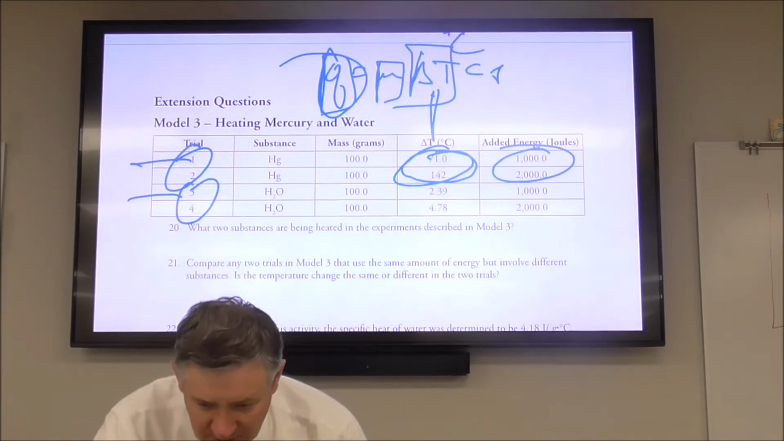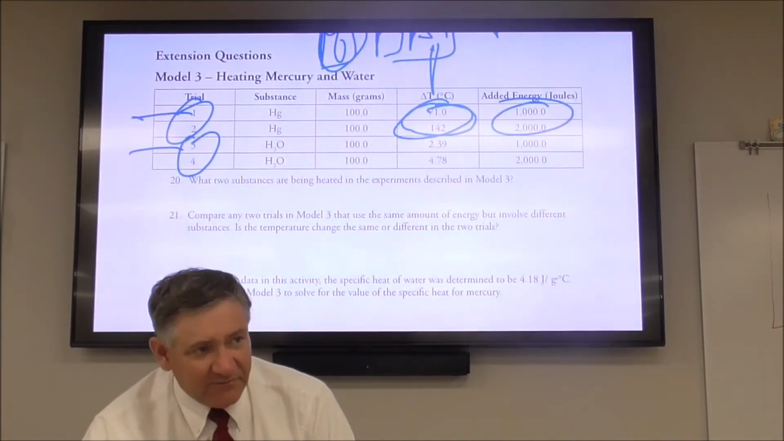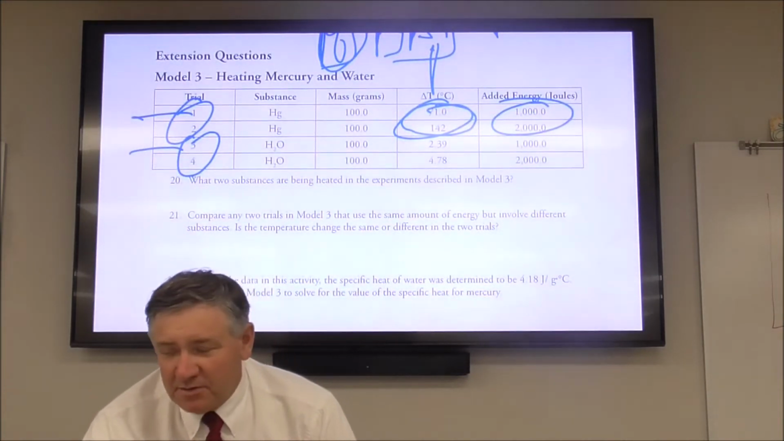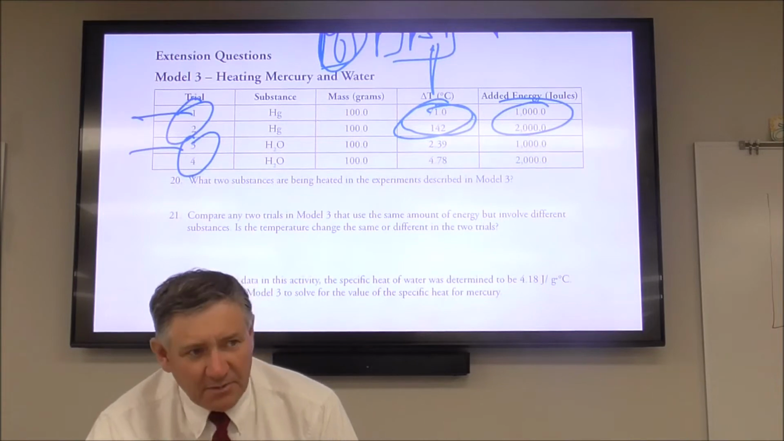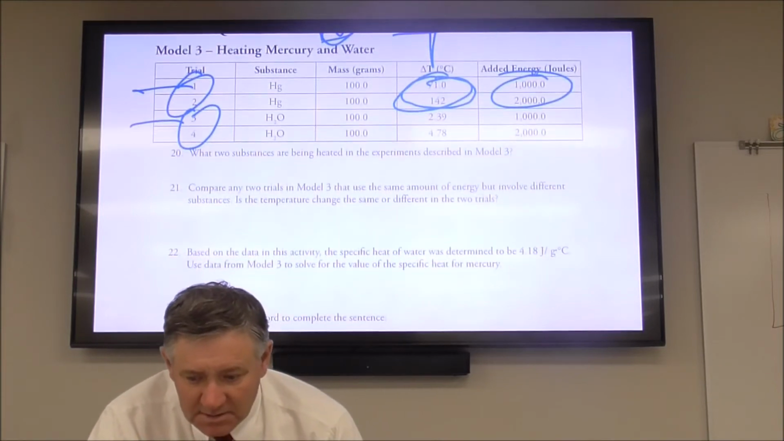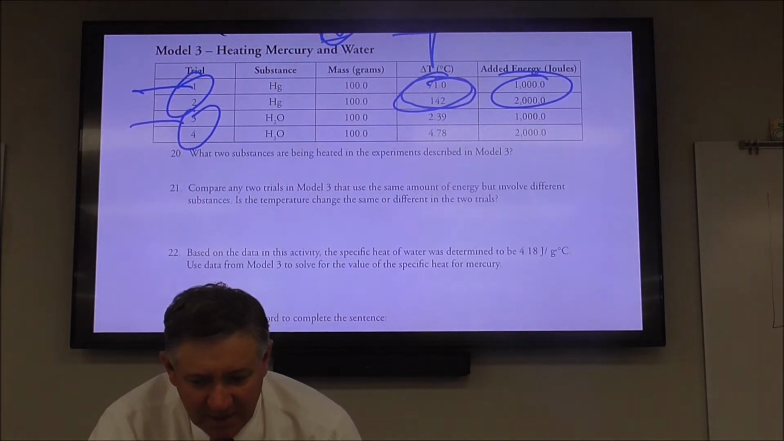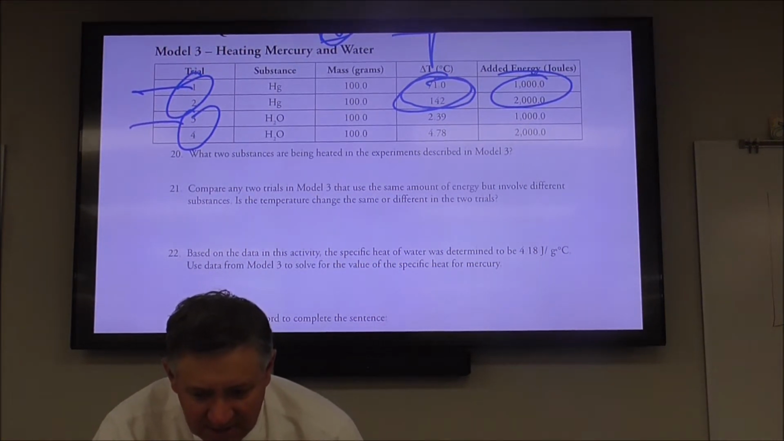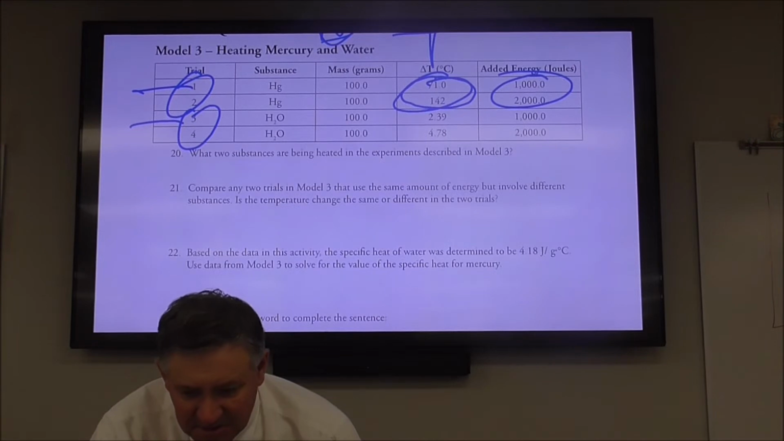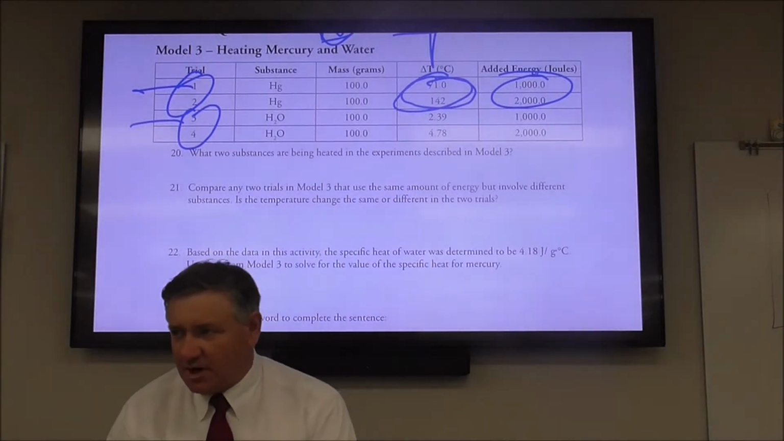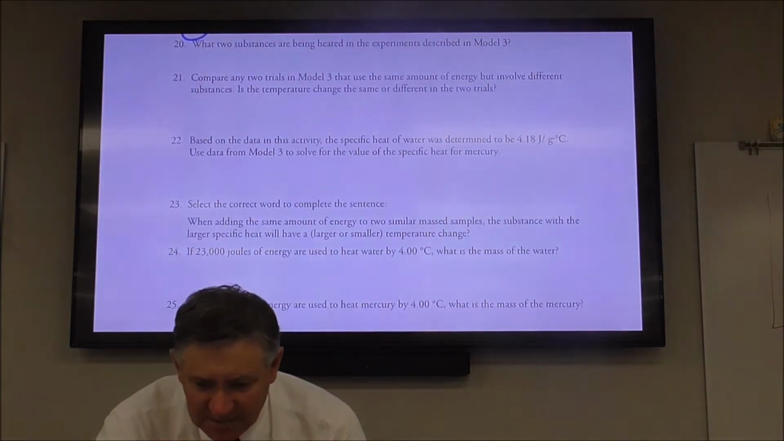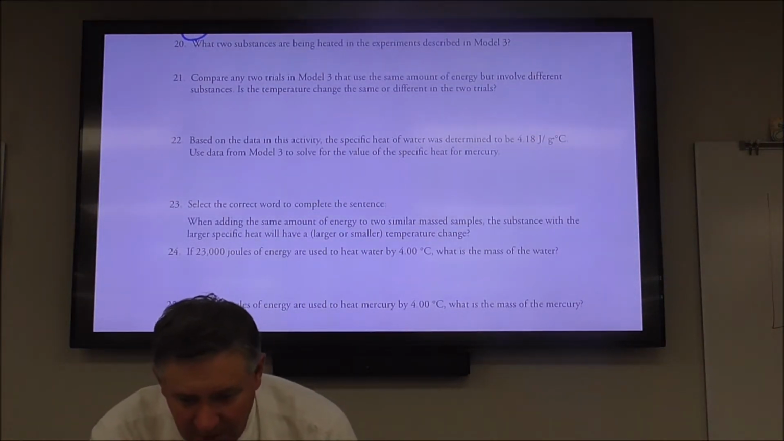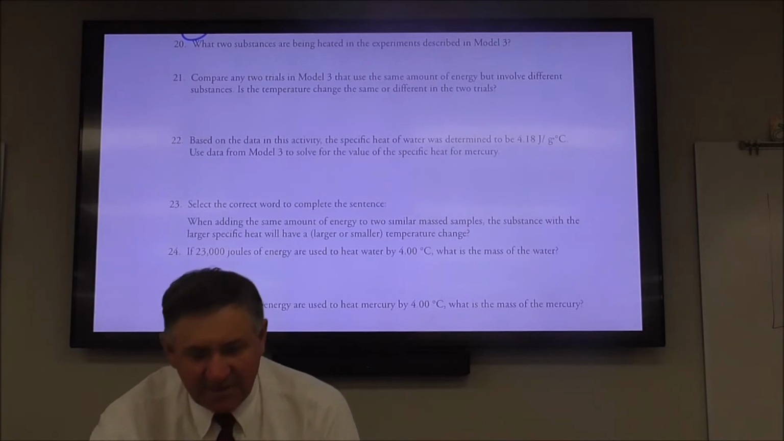On those questions, a lot of them are pretty basic. On 20, so help me, if you miss 20, I'm just going to flip out. What two substances are being heated, for the love of all things physics, or chemistry in this case? Oh, mercury and water, that's tough. On 21, compare any two trials and use the amount of energy that is involved in different systems. Is the temperature change the same or different in the two trials? Go with that. Then here's the heart and soul. Based upon the data, use Model 3 to solve for the value of the specific heat of mercury.